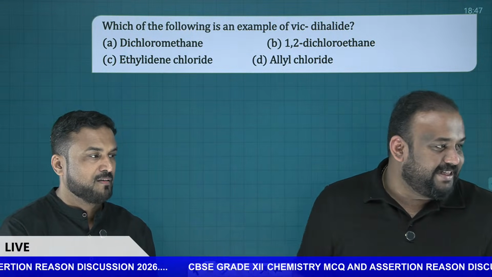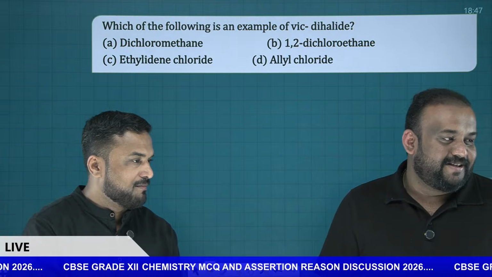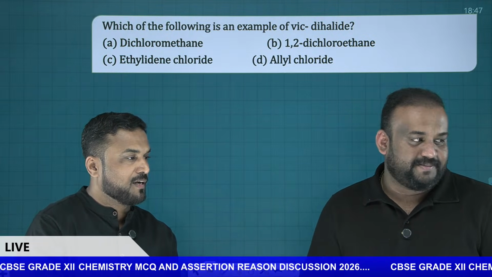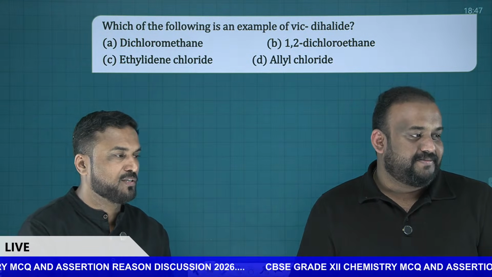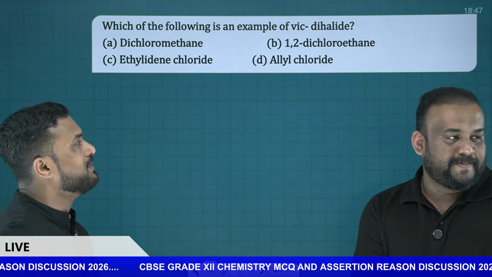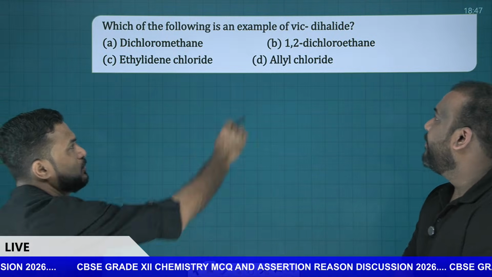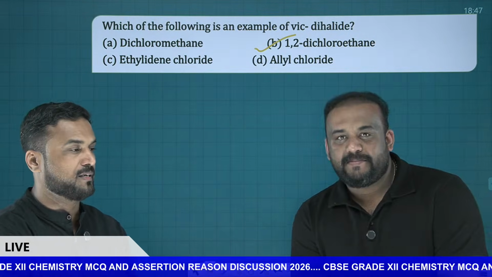So which one of them is vicinal? Vicinal dihalide means the halogens are attached on adjacent carbon atoms. Now you have the idea, but that is an important part. The question is asked repeatedly. So vicinal dihalide means 1,2. So the correct answer is B, 1,2-dichloroethane. Correct. Well done.